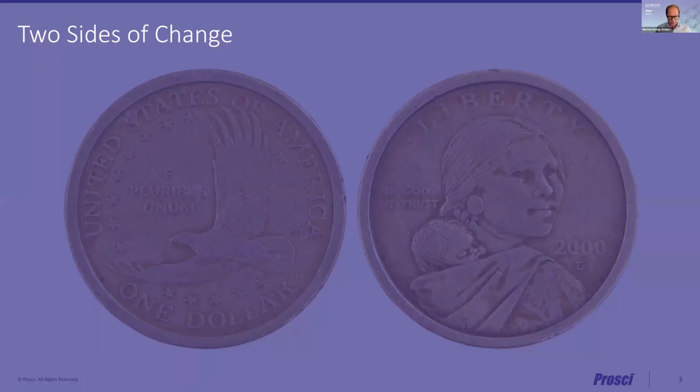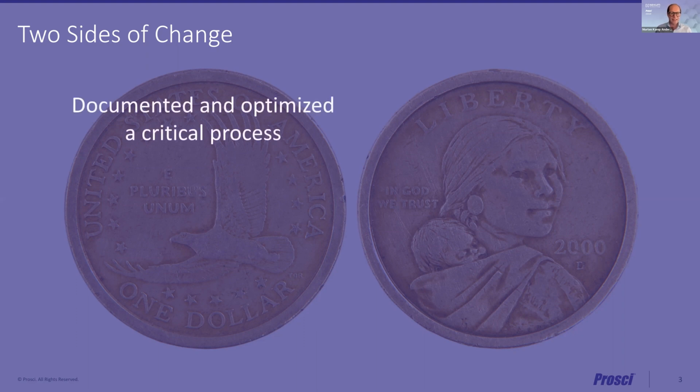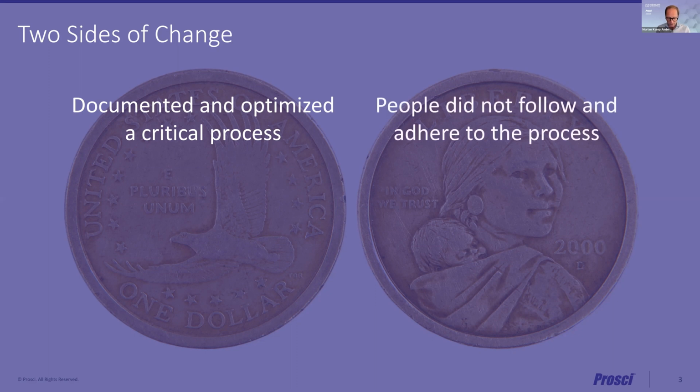So before we jump into defining the value, I want to set the stage with really just defining what change management is, so we have a shared foundation. Now, I've been using this analogy quite a lot. Change, whether we thought about it or not in the past, always has two sides. There is the technical side where we document and optimize critical processes. But then there's also a people side where our people adhere to and follow the processes or not.